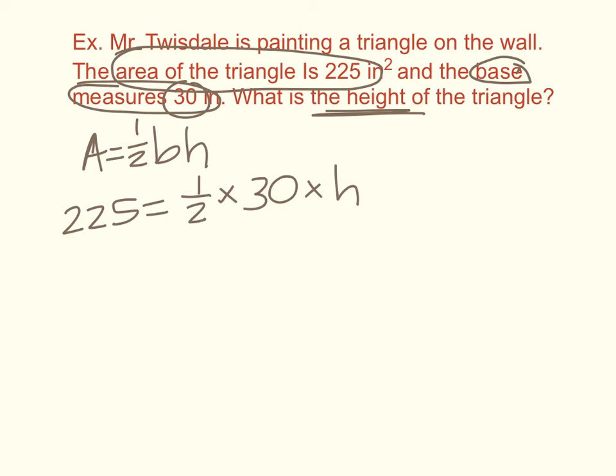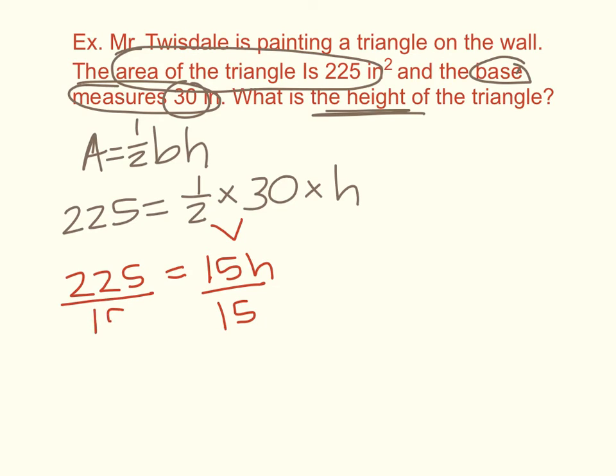Okay, so the first thing I'm going to do is combine these like terms. I'm going to multiply 1/2 by 30, so half of 30 is 15. Now I have 15h, and it's still equal to 225. Now if I wanted to get h by itself, I would need to divide both sides by 15. And this is just solving equations like we did in chapter 7 and 8.